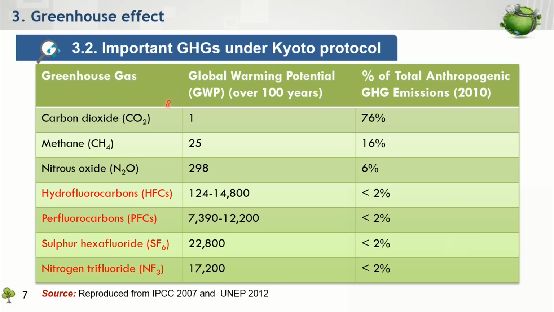Shown in this table are the important greenhouse gases listed under the Kyoto Protocol as the gases that significantly influence our Earth's climate. These consist of natural greenhouse gases such as carbon dioxide, methane, and nitrous oxide, and also the man-made greenhouse gases including hydrofluorocarbon, perfluorocarbon, sulfur hexafluoride, and nitrogen trifluoride.